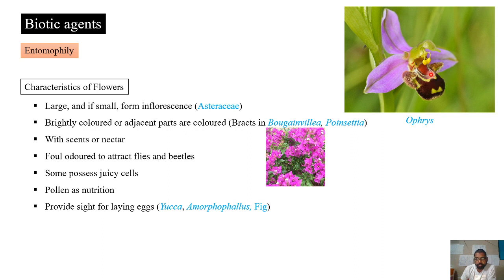This flower will possess a structure like this which resembles the female bees. Therefore, the male bees will be attracted to this, considering this as a female bee, and there will be pseudocopulation. Therefore, the pollination will occur.